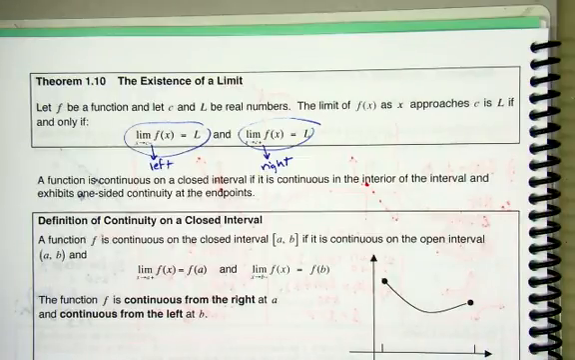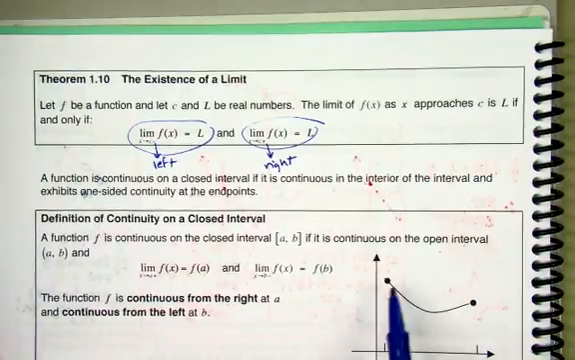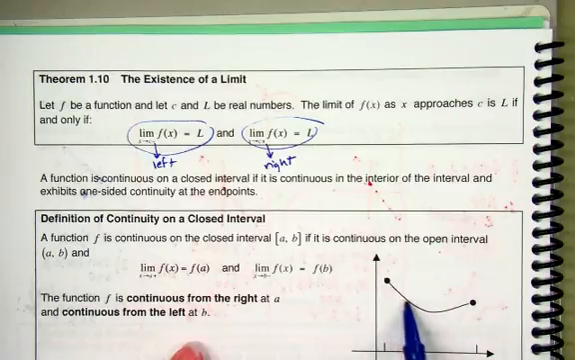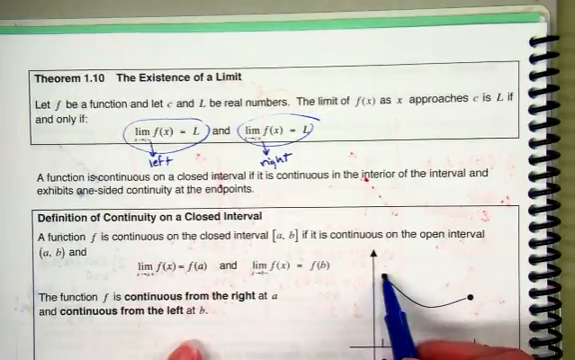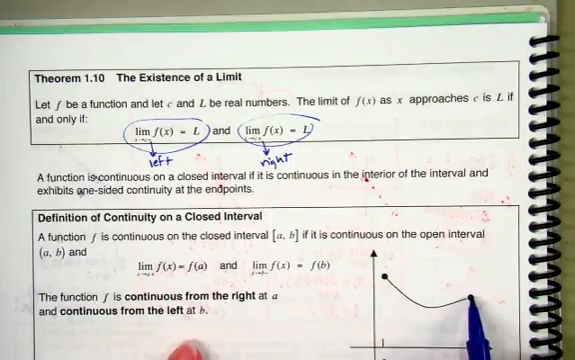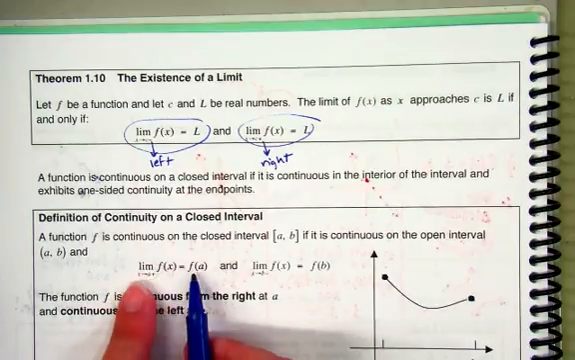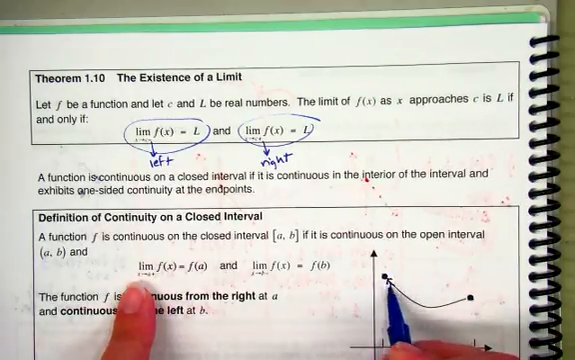Okay, we got that. All right, continuity on a closed interval now, and we're not going to do too much with this in a little bit. Basically, what it's going to tell you here is it has to be continuous on the whole inside part of that interval, okay? And at these endpoints, you have to have a one-sided limit on that endpoint. So I have to have the limit equal the function right here, on the left.